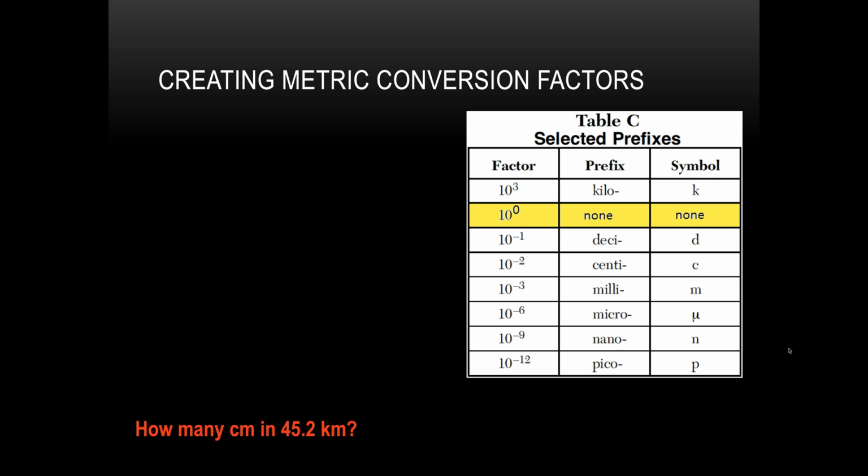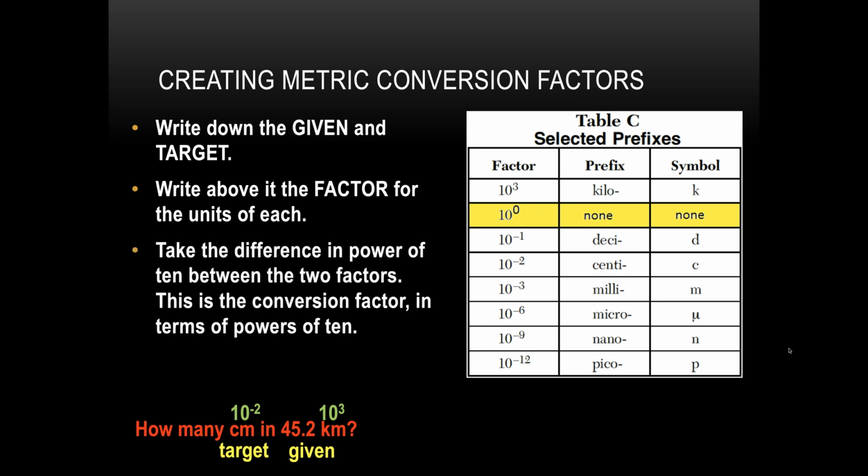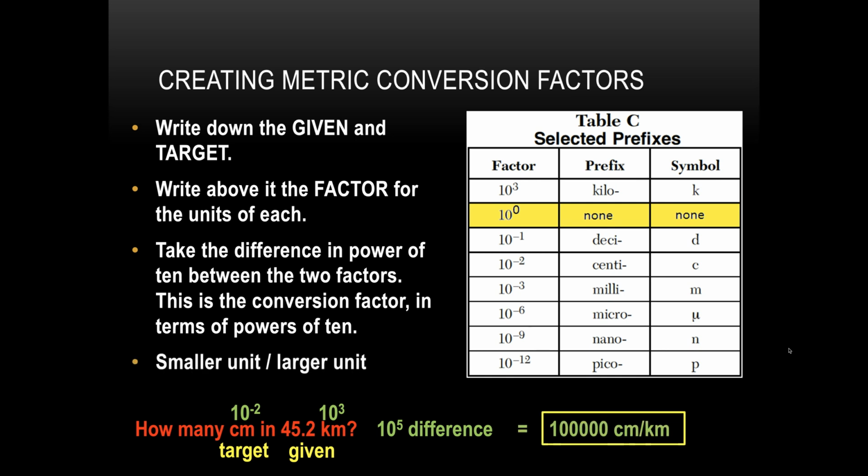So how many centimeters are there in 45.2 kilometers? So again, we write down the given, which is 45.2 kilometers. Our target is centimeters. And then we have to create a conversion factor. Centi is 10 to the negative second, and kilo is 10 to the third. And we look at those two numbers, -2 and 3 are 5 apart on a number line. So that's 5 powers of 10. So that would be 10 to the 5th difference, which means that would be 100,000.